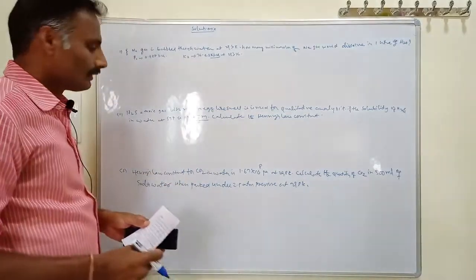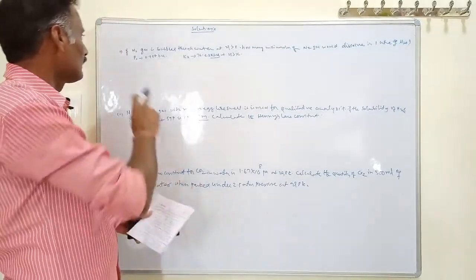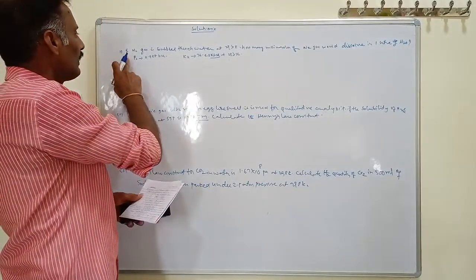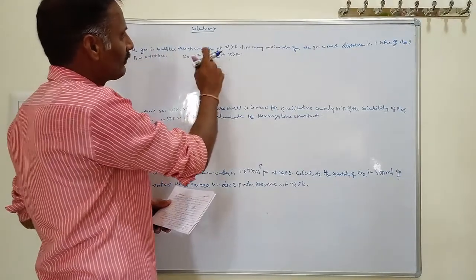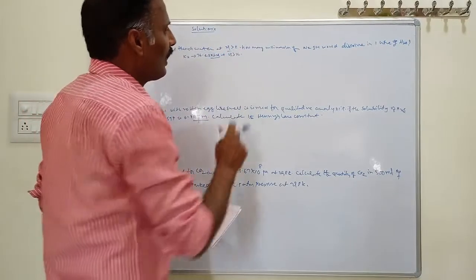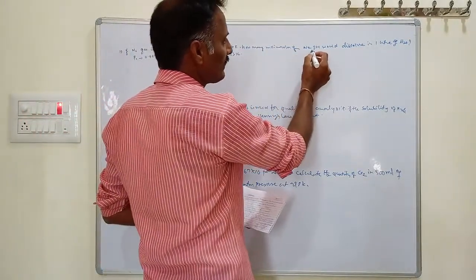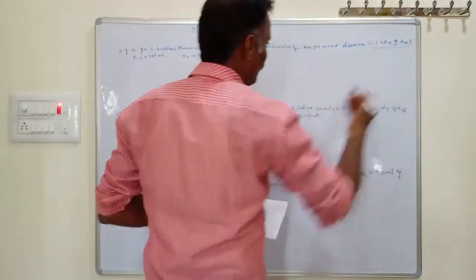Based on Henry's law, here you have one problem. Here it is the first problem. If nitrogen gas is bubbled through water at 293 Kelvin temperature, how many millimoles of nitrogen gas would dissolve in 1 liter of water?